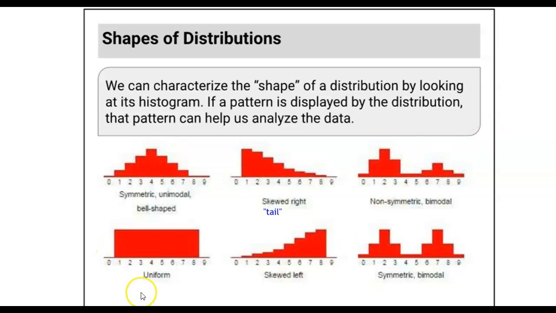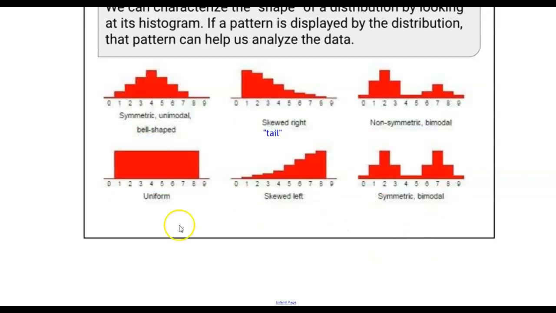This is uniform. I dare you to guess why it's uniform. That's right, because it's just straight across. Skewed left, again, skew means tail, so this is a tail to the left. That's what it looks like here. And then symmetric bimodal, these two gatherings of data look like they're the same size rather than these two, which look different. So this is non-symmetric and this is symmetric.